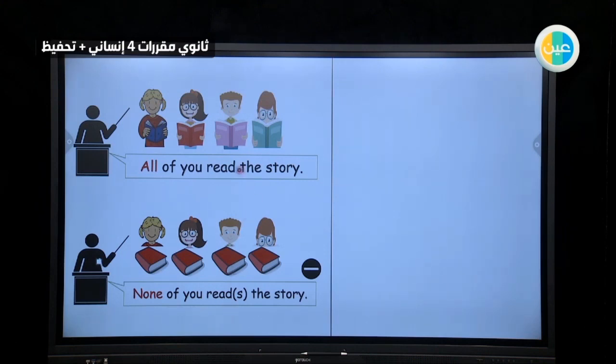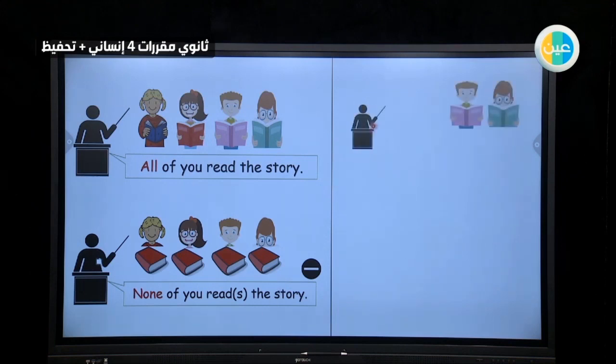Look here, we can see all of you read, and none of you, I can say read or reads. Why? It can take a singular or plural verb. That means you can say read or reads, like with he, she, or it.